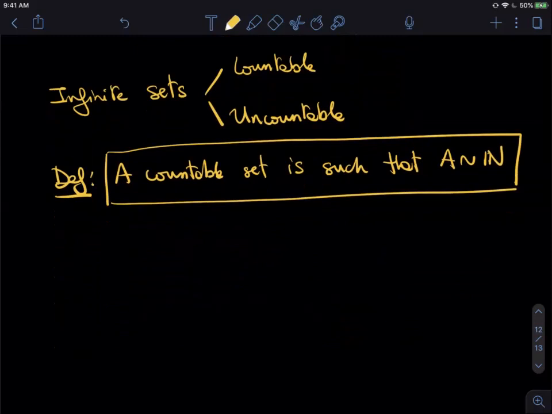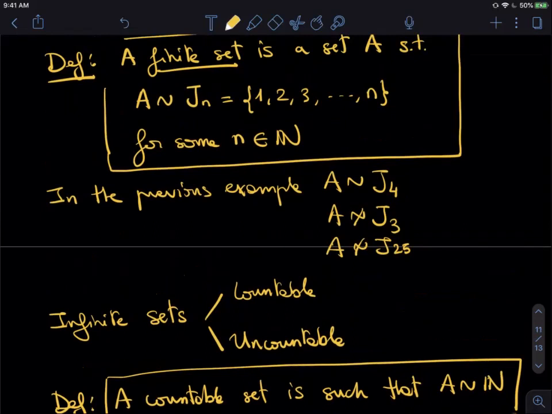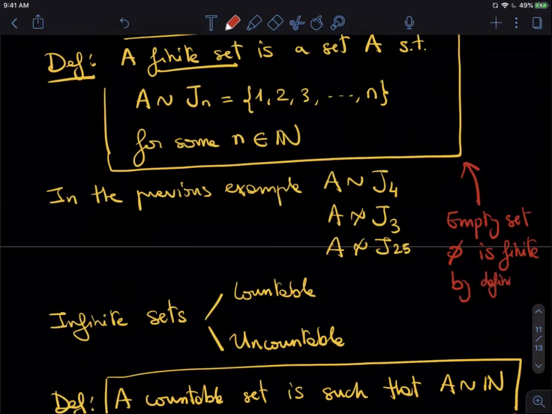I wanted to point out something about finite sets before I forget. Finite sets contain the empty set. This is by definition. One set that contains no elements, we can call it finite, but it's not clear. So it's given by definition. Empty set is finite.